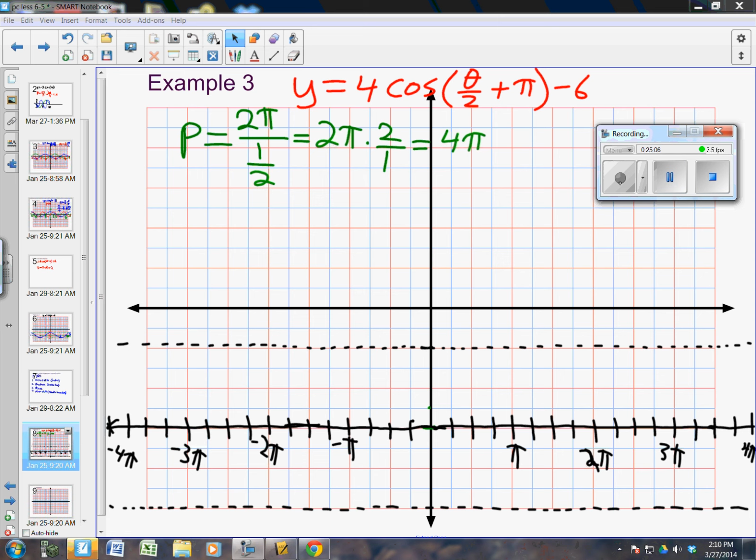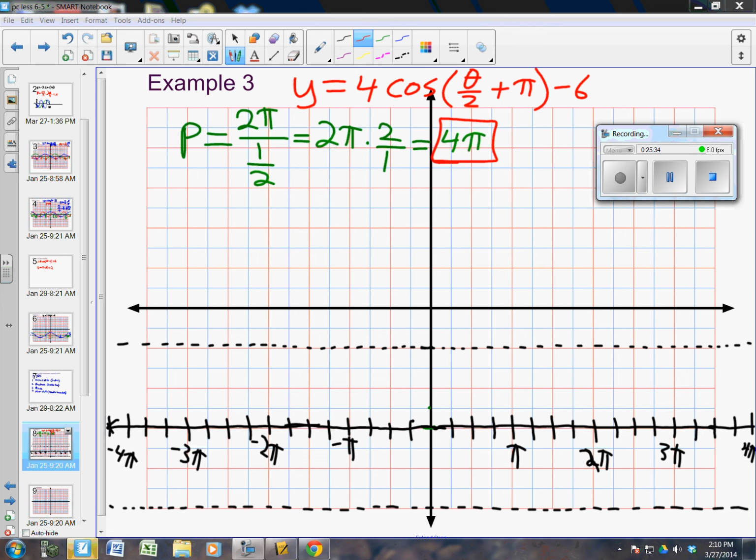Now, we have our midline. We have our amplitude dashed lines. We have the period is 4 pi. Okay, so we have to have one whole cycle has to take place between 0 and 4 pi. So we're going to graph the function, though, without the phase shift. So we're going to do that in green, or red, right here, since I have red.